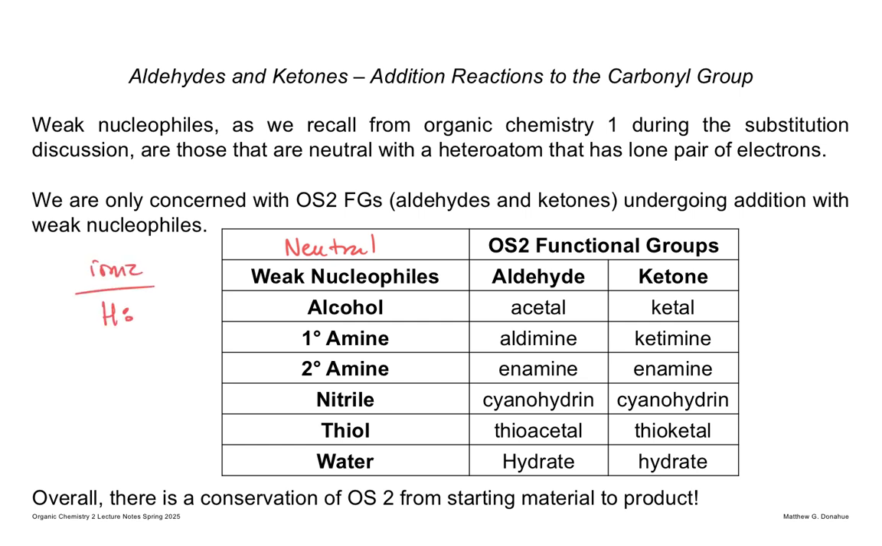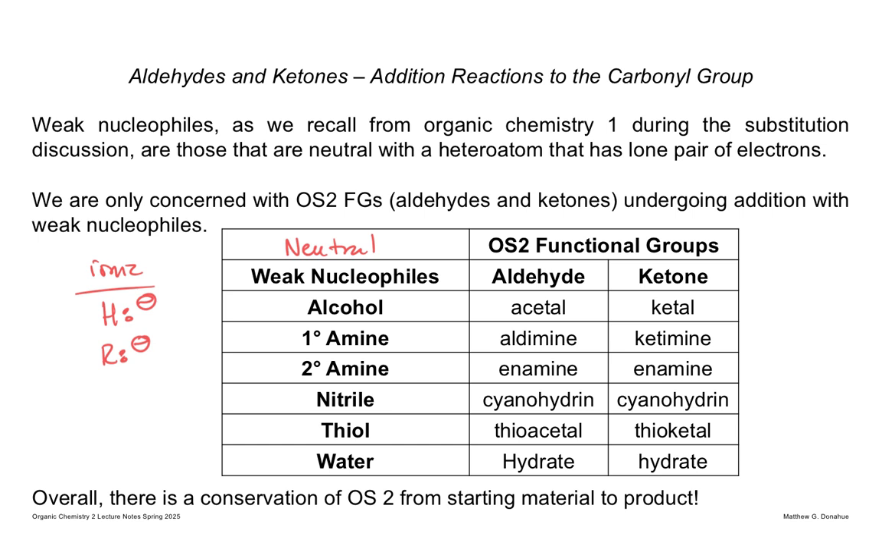And just to show you again, hydride was ionic. Organometallics, where it's a carbon anion, R minus, that's ionic. Those are strong. They add and then that's it. Weak nucleophiles, again, they can add, but then they can also come back off in the reverse direction.